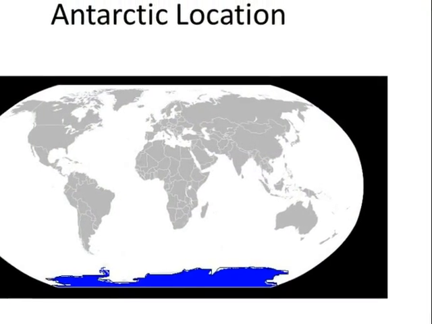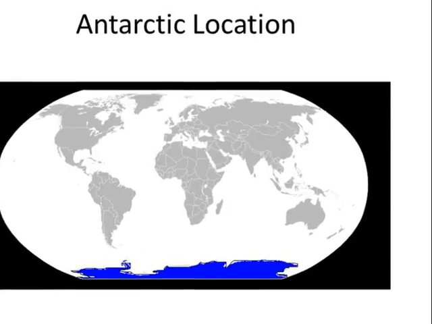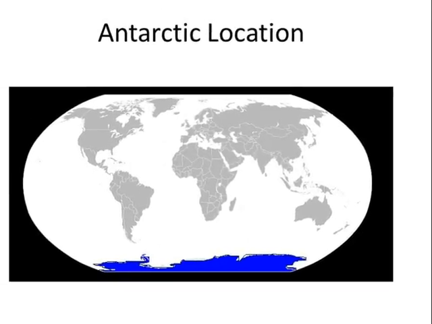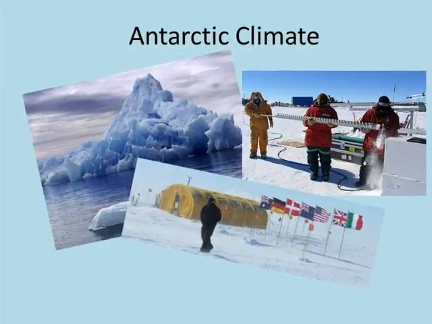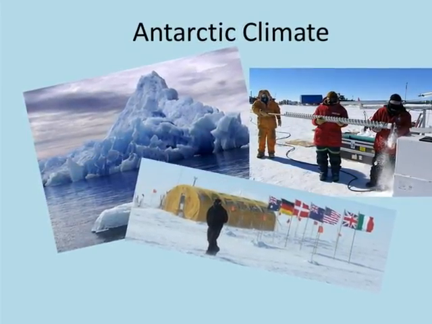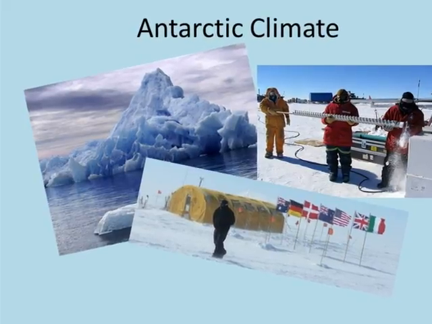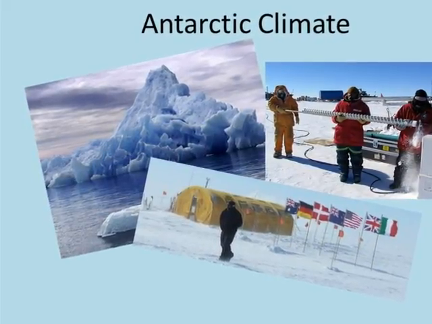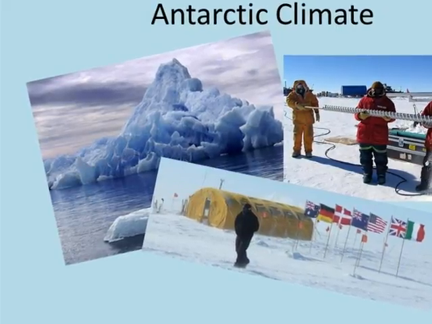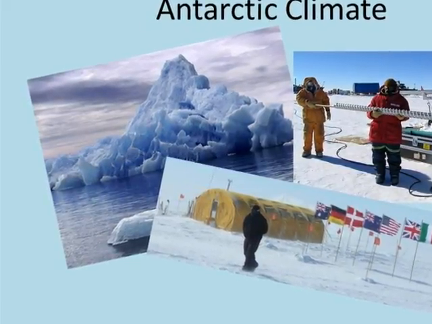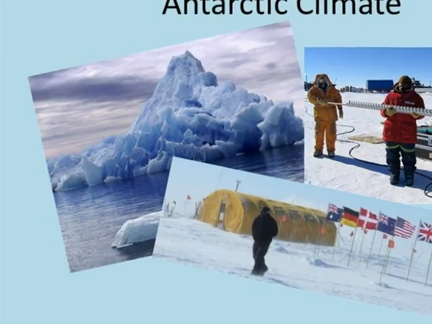First up is the Antarctic biome. As you can see, the Antarctic biome is located in the southern hemisphere of the planet. Antarctica is the coldest continent on the planet, with the lowest surface air temperature ever recorded at negative 89.2 degrees Celsius. Additionally, Antarctica's climate is also dry and windy. It is considered a polar desert and very rarely sees precipitation.